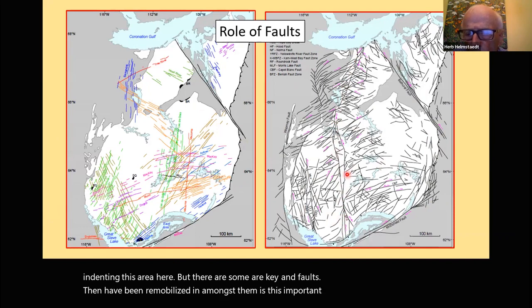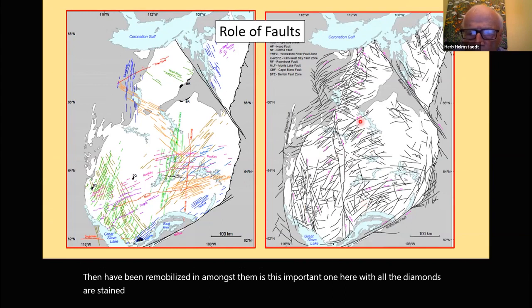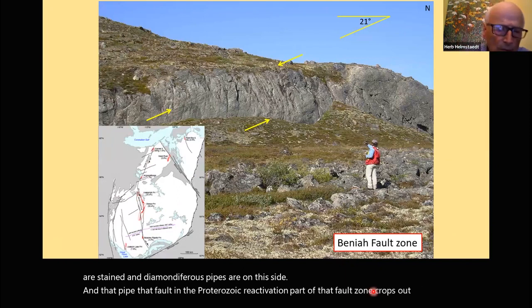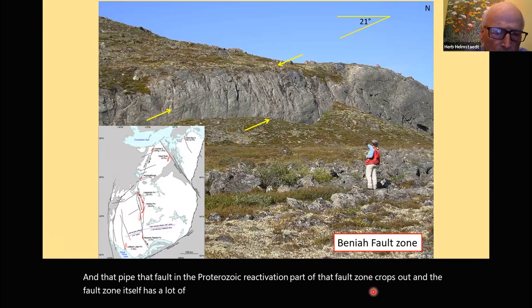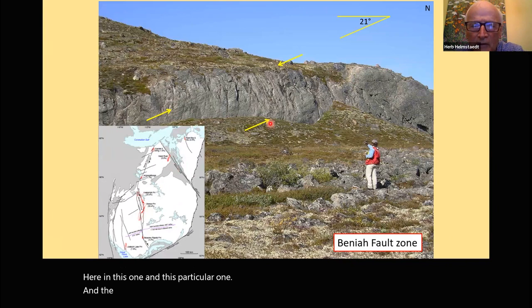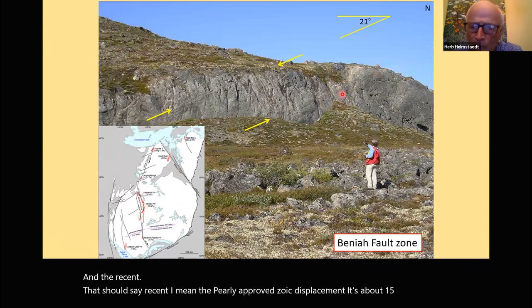here, that all the diamonds are staying, diamondiferous pipes are on this side. And that fault, actually, the Proterozoic reactivation part of that fault zone crops out, and the fault zone itself has a lot of the late Archean conglomerates along it, in this particular one. And the recent, I should say the Paleoproterozoic displacement is about 15 kilometers long, and it's an oblique slip.